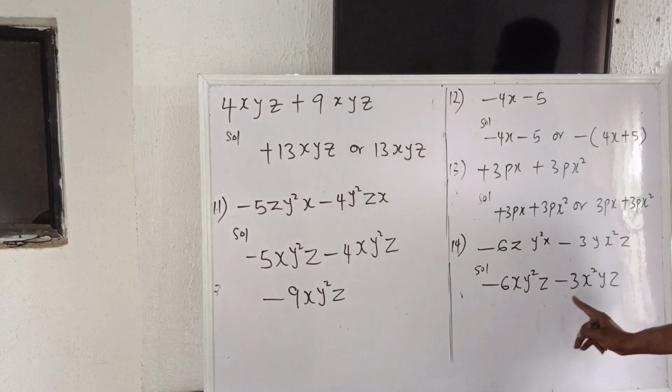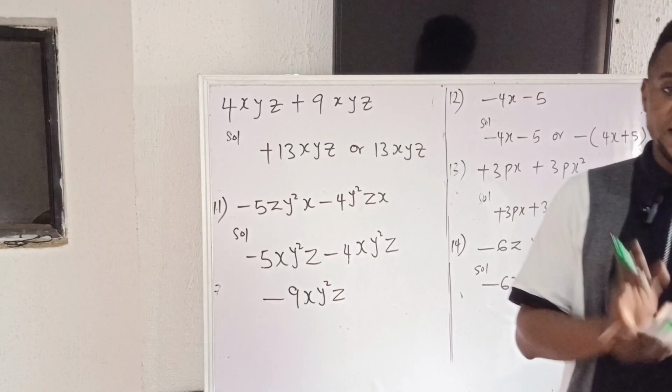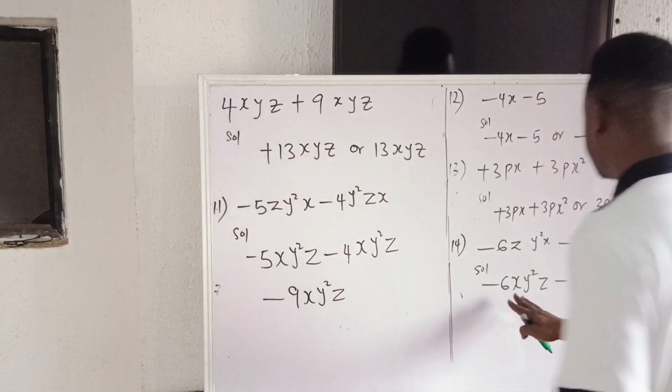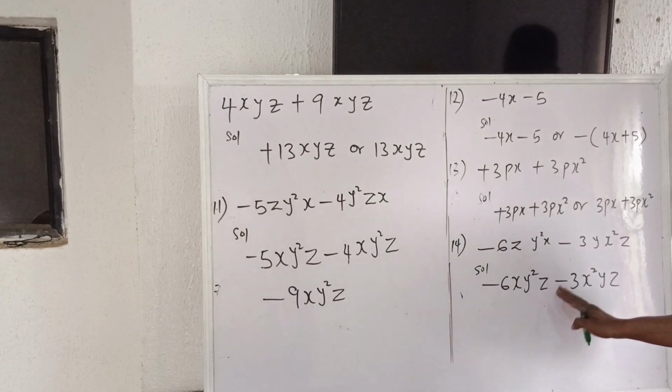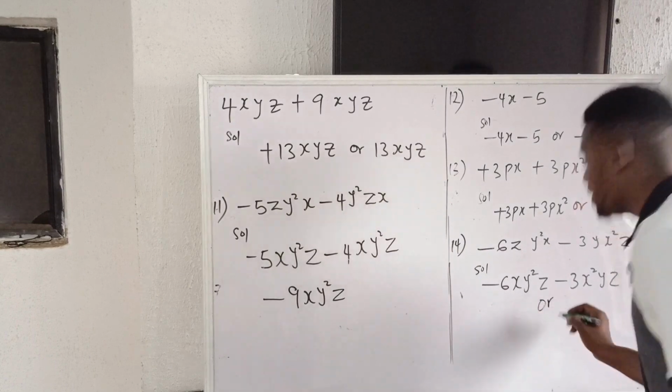But z and z are the same, but x and y are not the same. So that means it's not possible for us to add, and it's not possible for us to subtract. So that means our final answer is going to be minus 6xy squared z, or minus 3x squared yz, or we can simply bring out the minus.